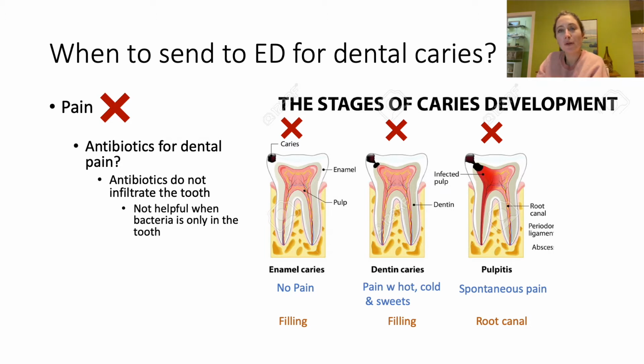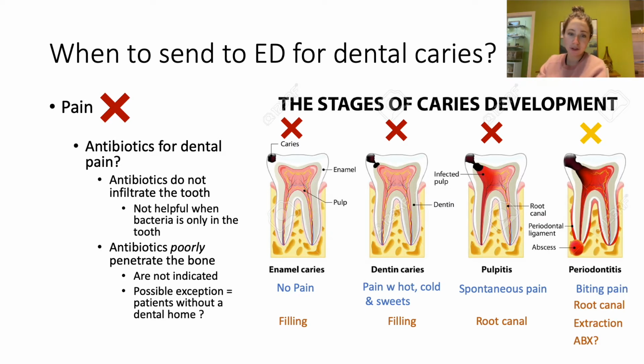So how will you know if you should give your patient an antibiotic? Based on their symptoms. If they're asymptomatic, or if the pain is only with hot and cold and sweets, or if the pain is spontaneous, those are all signs that the infection is still solely inside of the tooth and not in the bone, and antibiotics aren't going to really get you anywhere.